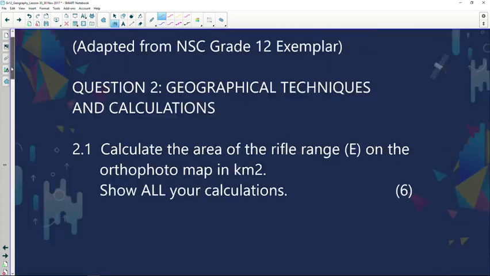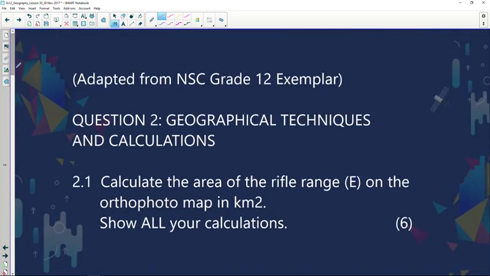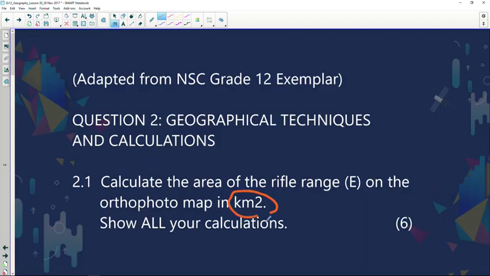Let's quickly move on to question 2, and that's our calculations that we need to do. Now calculate the area of the rifle range E on the orthophoto map in square kilometers. Show all calculations. Now remember, there's your key: square kilometers and orthophoto map, because we use a different formula for orthophotos in comparison to the topographical map.